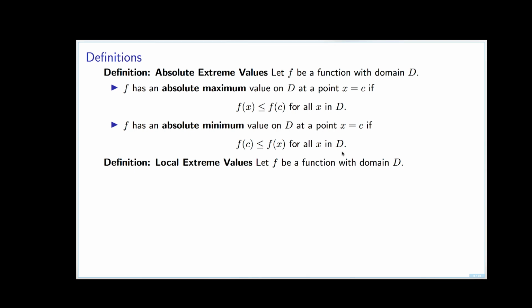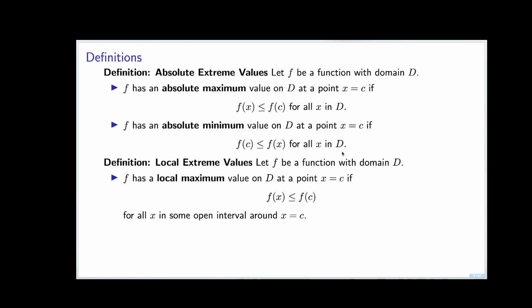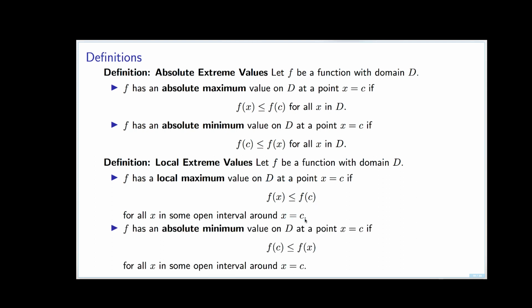Again, we're going to have a function f with domain D. We say that f has a local max at a point x equals c if the value f of c is greater than or equal to all values f of x in some interval or just some region around x equals c. And similar for local min, we have a local min at x equals c if f of c is less than or equal to f of x for all x in some interval around x equals c.